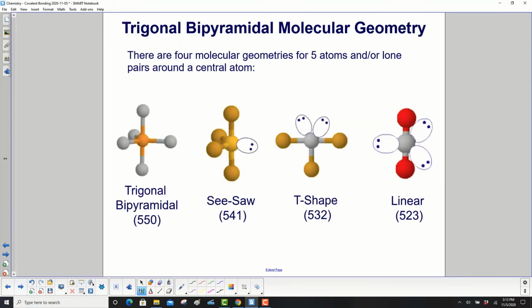There are 4 molecular geometries when you have 5 atoms and or lone pairs around a central atom. The first is trigonal bipyramidal, which is a 550. Then we have seesaw, which is 541. And notice how the second 2 numbers add up to the first one. That's a good way to check that you've got the right designation there. Then we have a T-shape, which is 532. And finally, linear, which is a 523.